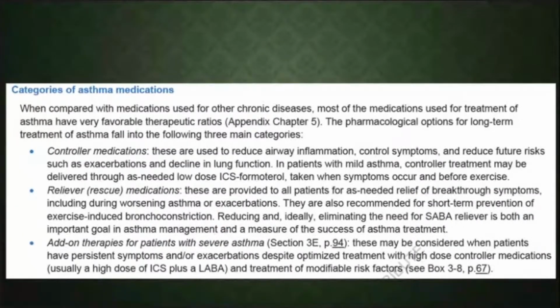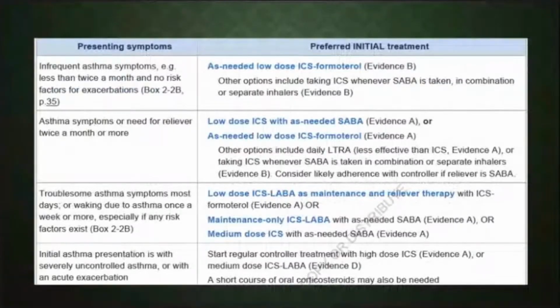Okay, so the next question now that we have to ask ourselves is, what do we start for which patient? So supposing a patient comes to you with infrequent asthma symptoms, less than twice a month. You've taken the 4-week history, and it is more or less controlled or partially controlled. Here you can give as-needed low dose ICS formoterol. ICS formoterol basically is your ICS and LABA. Formoterol is a LABA, long-acting beta agonist. Okay, so ICS LABA as needed. That means SOS. When I show you the next slide, you'll have a better idea.